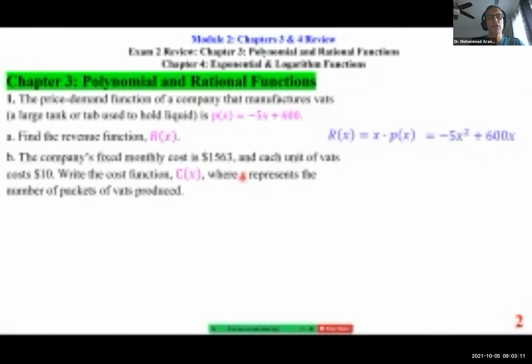The company's fixed monthly cost is given as $1,563, and each unit of vats costs $10. We want to write the cost function. Now, this really covers the concept of y equals mx plus b, and instead of y, normally we use f of x. In this case, we're going to use c of x that has a fixed cost. We called it the y-intercept, and now we're going to call it the c-intercept. And a variable cost of $10, that is the slope, or m. So c of x is 10x plus 1563, mx plus b, if you will.